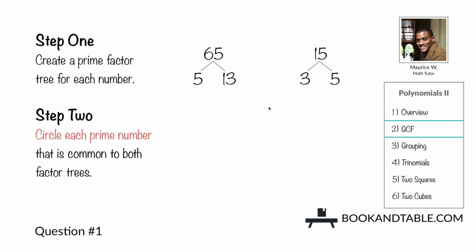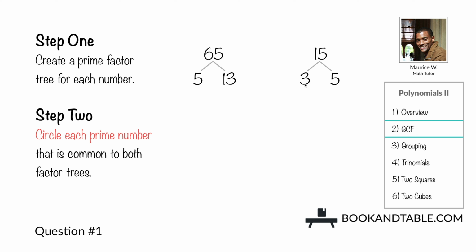Question number 1, you were asked to find the greatest common factor of 65 and 15. Step 1, create a prime factor tree for each number. 65 can be divided by 5. 5 times 13 gives you 65. 5 is a prime factor and 13 is a prime factor as well. So this is the prime factor tree of 65.